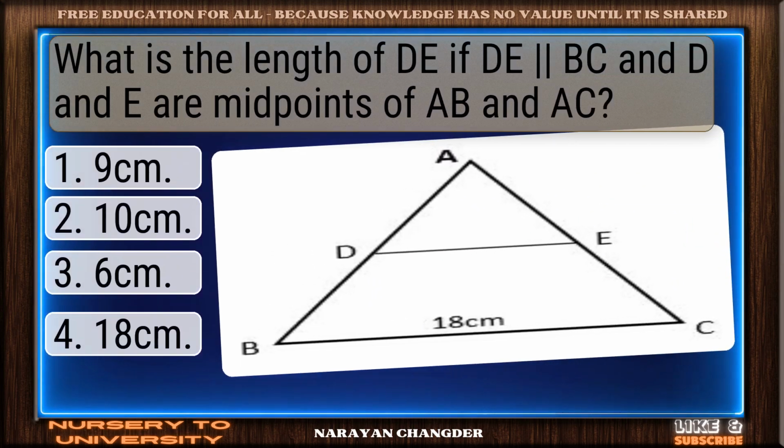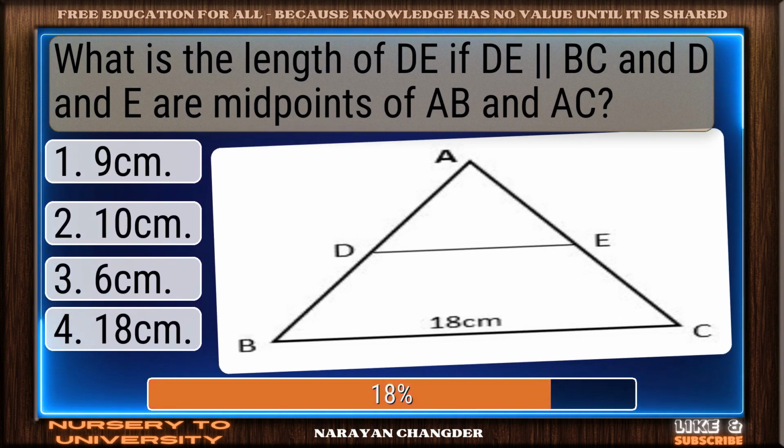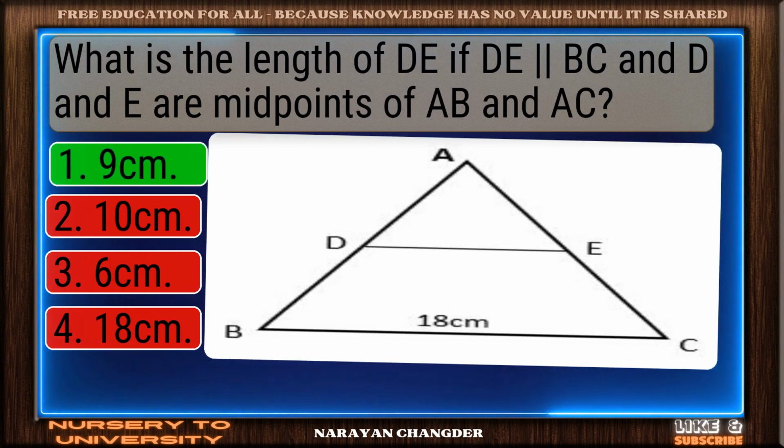Question number 8. What is the length of DE if DE is parallel to BC, and D and E are midpoints of AB and AC? Nicely done. 9 cm is a solid answer.